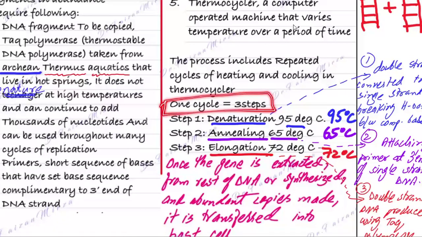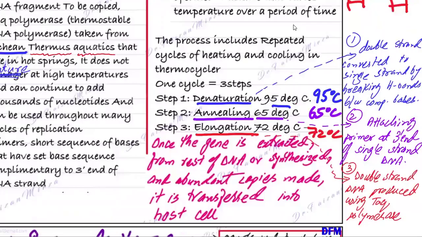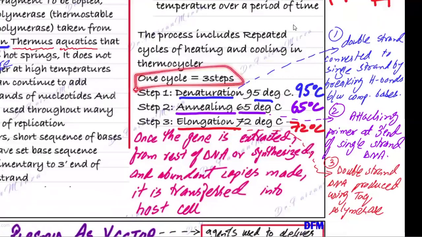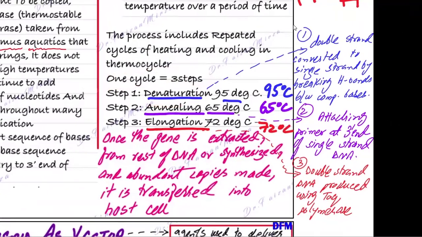So one cycle will have 3 steps. So these 3 steps will go 100 times. And when they keep on occurring 100 times, this will amplify that particular DNA fragment exponentially. How will that occur? One cycle will have 3 steps. A single cycle is having 3 steps. The first step is denaturation. Denaturation occurs when you heat the DNA.